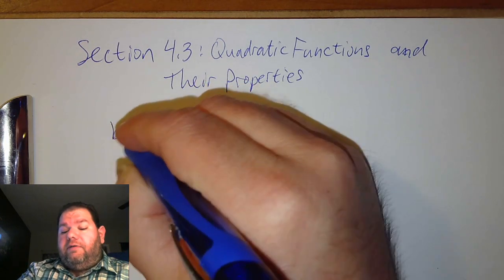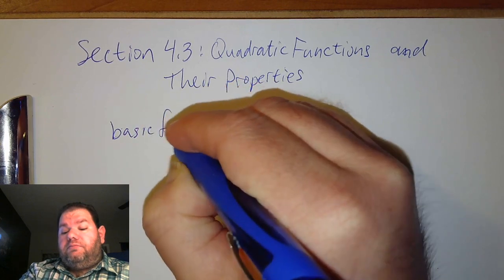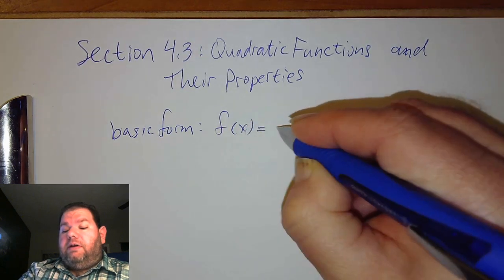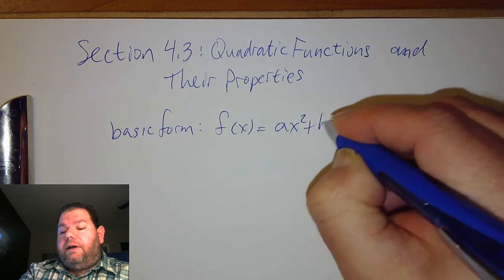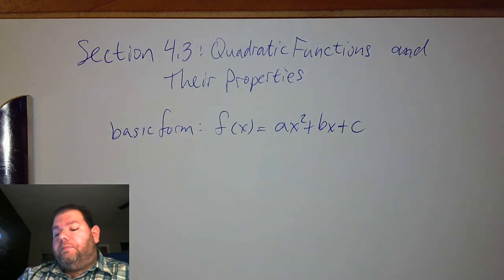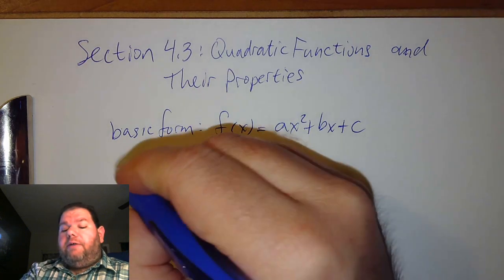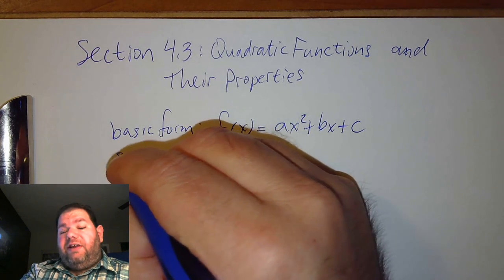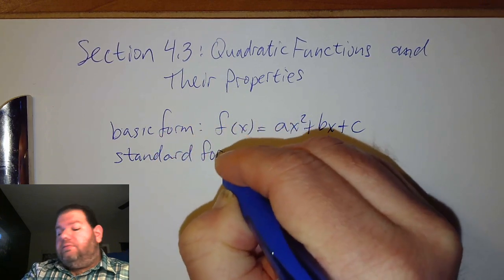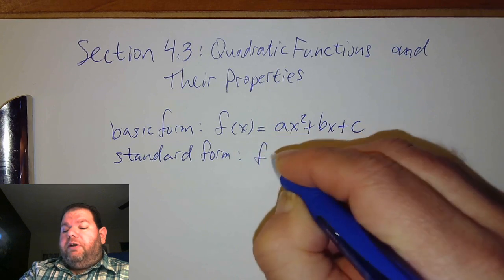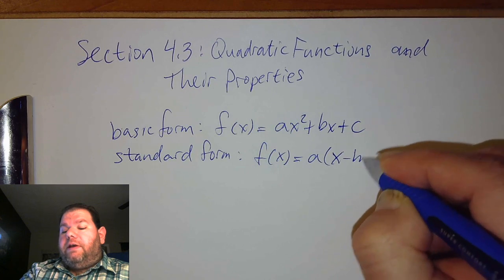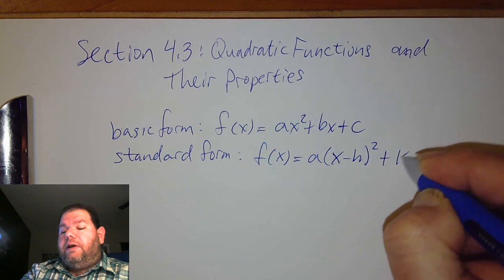So our basic form is f of x is ax squared plus bx plus c, as we're familiar with. But we also have what's called a standard form, where we redefine f of x as being equal to a times x minus h in parentheses squared plus k.